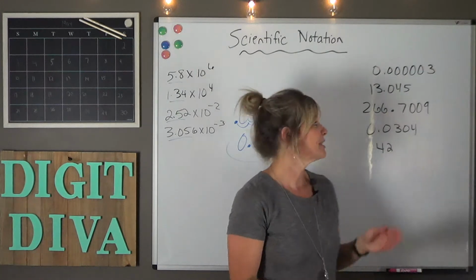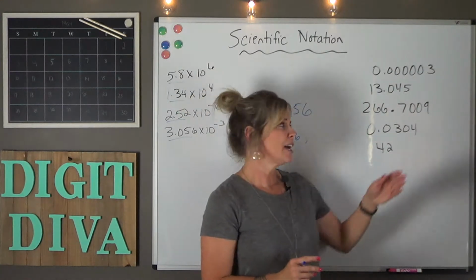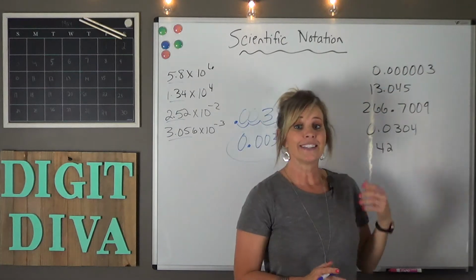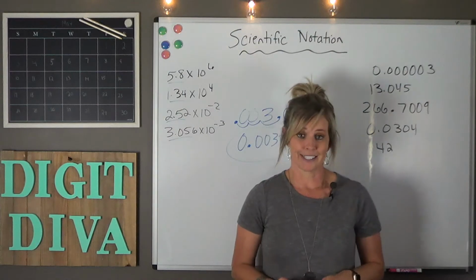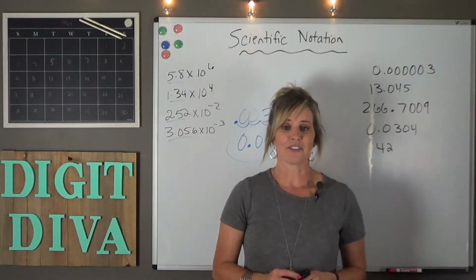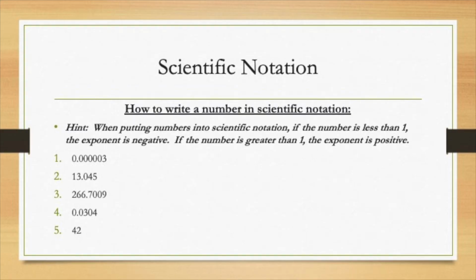All right, so let's switch to this side. This time we have numbers that are in standard notation, and we need to move them to scientific. Let's look at a slide for that. Write each number in scientific notation. How do we do that? When putting numbers into scientific notation, if the number is less than 1, the exponent is negative. If the number is greater than 1, the exponent is positive.